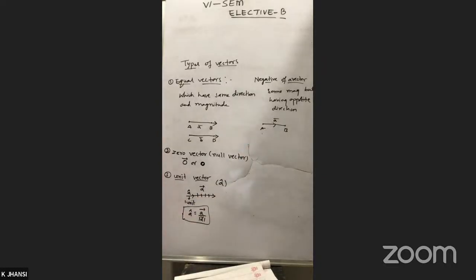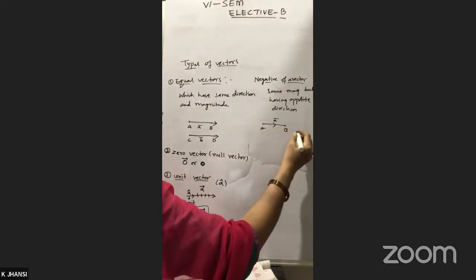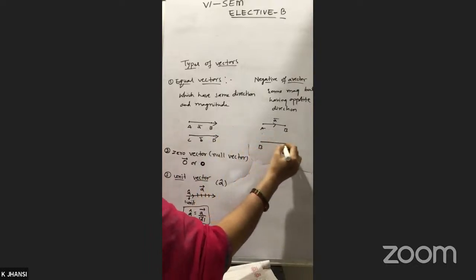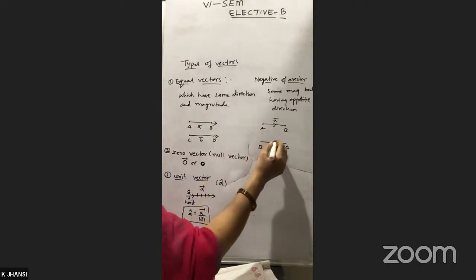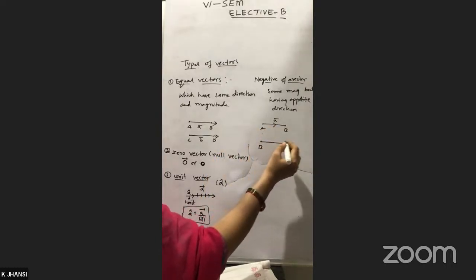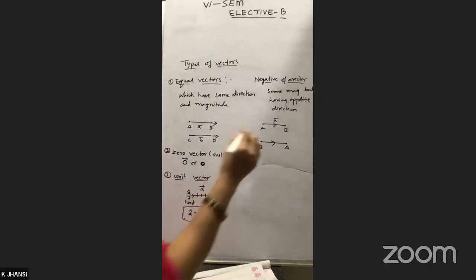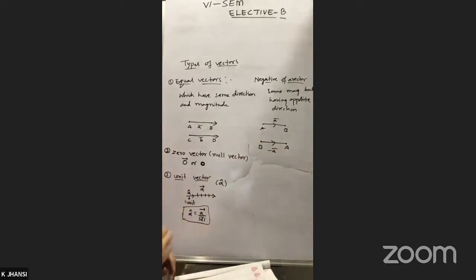Okay. This is the one vector, and if you see another vector there, we write it as minus A. So A is AB, minus A is BA, which have the same magnitude but the direction will be different. That type of vector is called a negative of a vector.